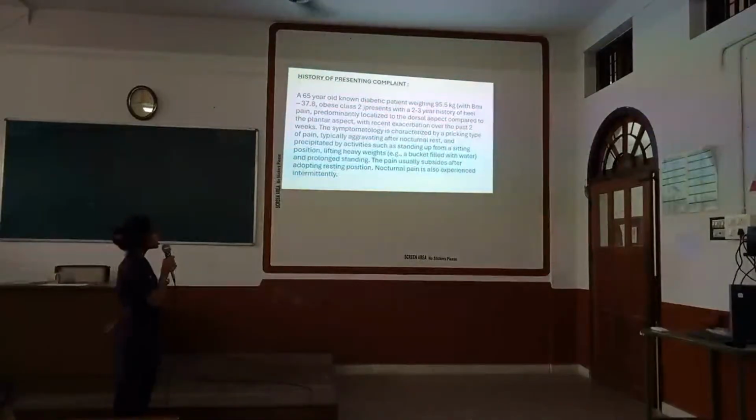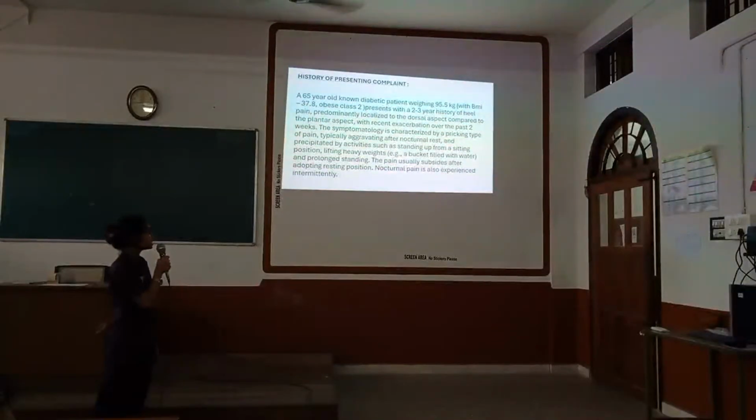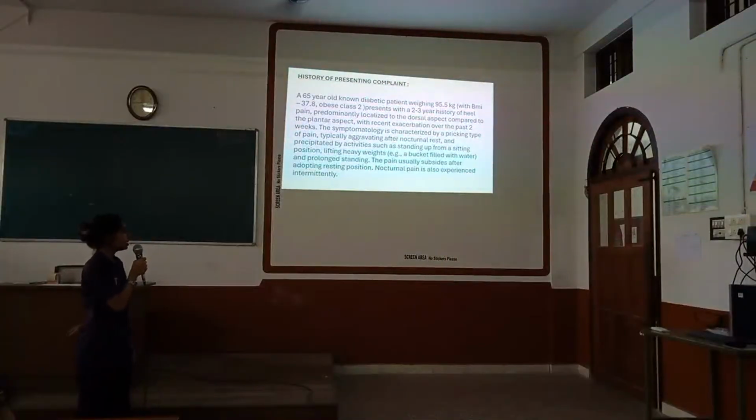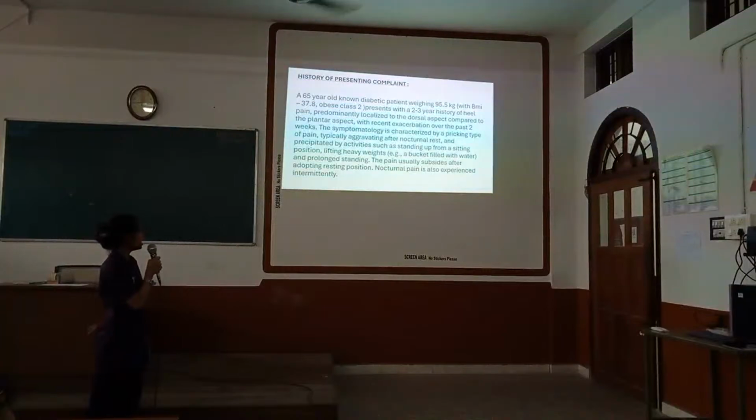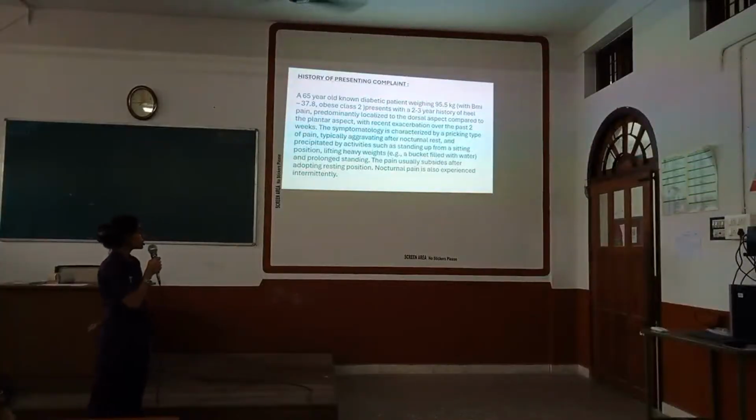The symptomatology is characterized by a pricking type of pain, typically aggravating after nocturnal rest, and precipitated by activities such as standing up from a sitting position, lifting heavy weights, for example a bucket filled with water, and prolonged standing. The pain usually subsides after adopting a resting position. Nocturnal pain is also experienced intermittently.